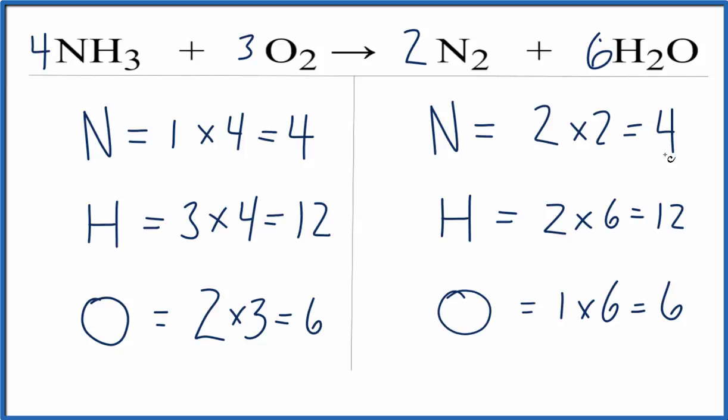All the coefficients there, they're equal on both sides. So that's the balanced equation for ammonia plus oxygen yields nitrogen gas plus water. It's a bit involved. My main strategy here was to get the odd numbers to be even, and that required some doubling of things.